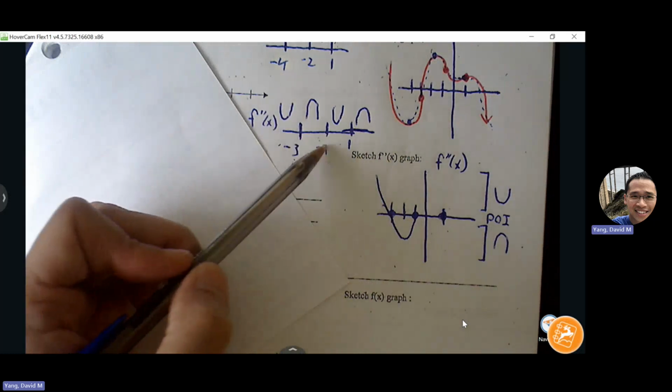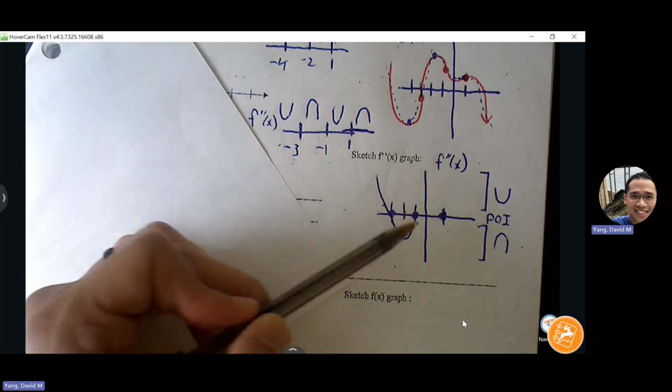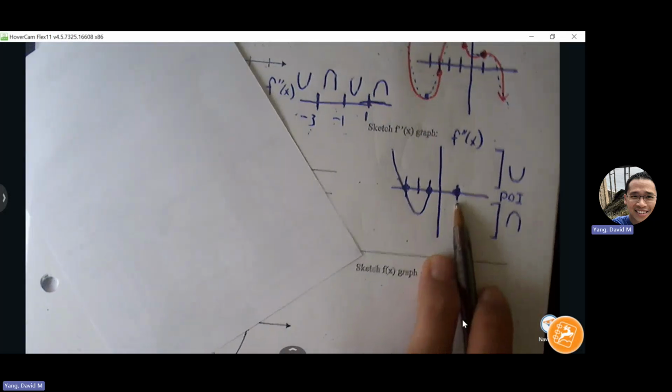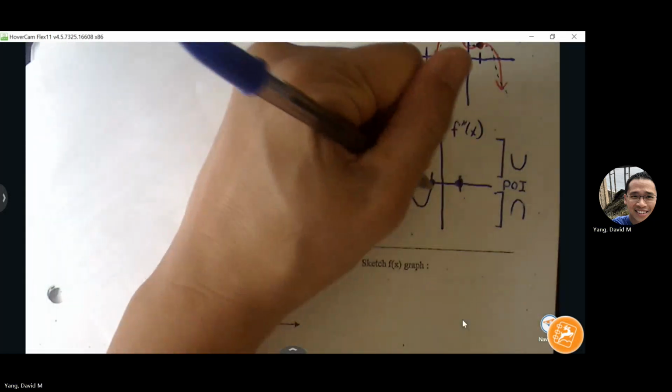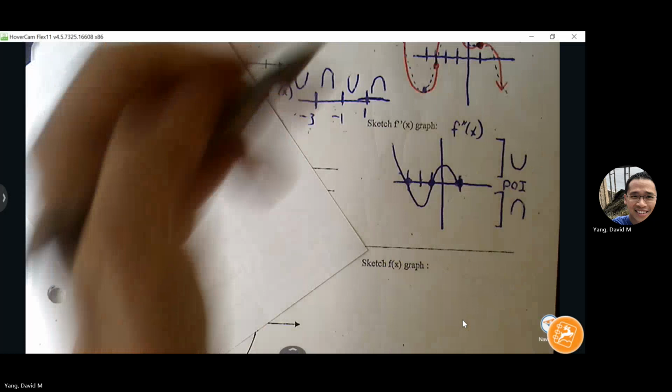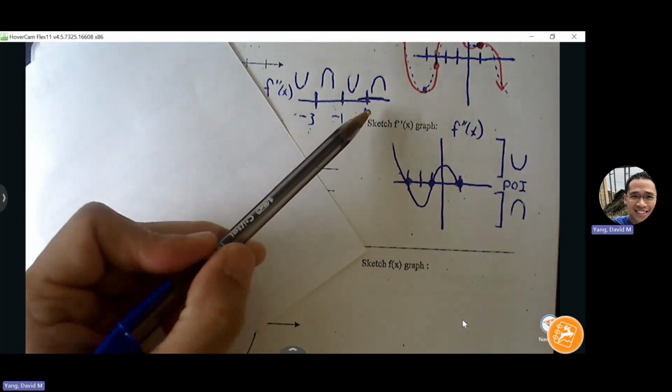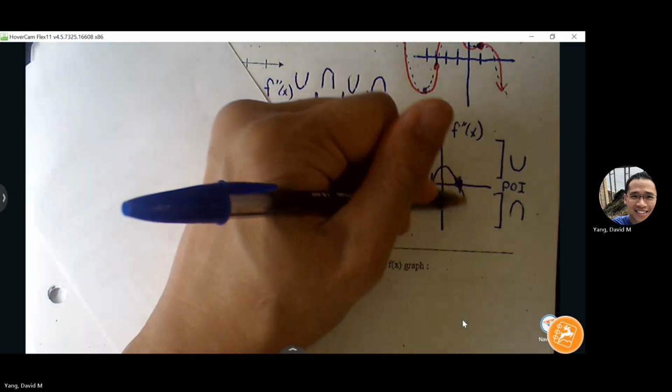Okay, what's happening between -1 and 1? Positive, above it. Above, but it has to come back down, right? Because that point is telling us where we need to go. Okay, and then to the right of 1. Negative, so it goes down.